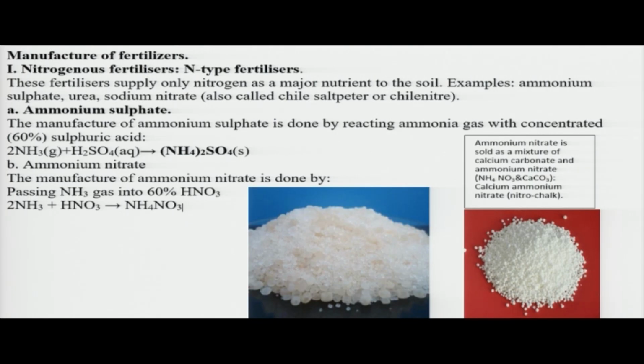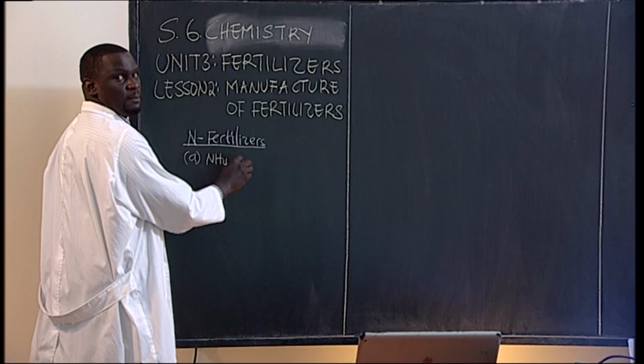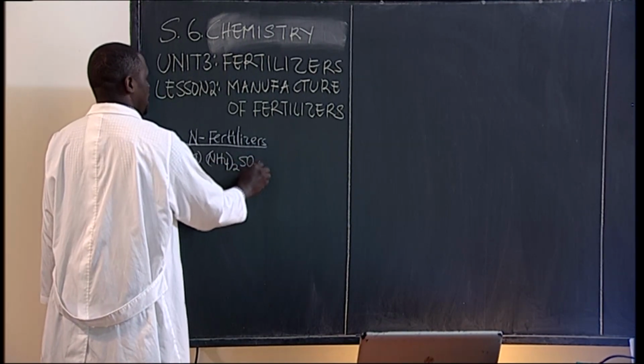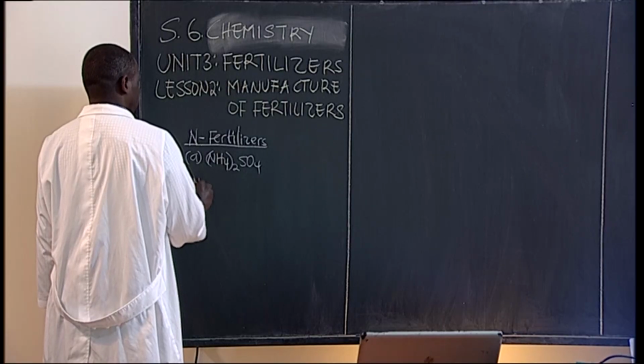So we are going to be talking about how we can make the N fertilizers. The word fertilizer, it makes our crops fat. Okay, the first one we may talk about is ammonium sulfate. Ammonium what? Sulfate. Ammonium sulfate can be got from ammonia.